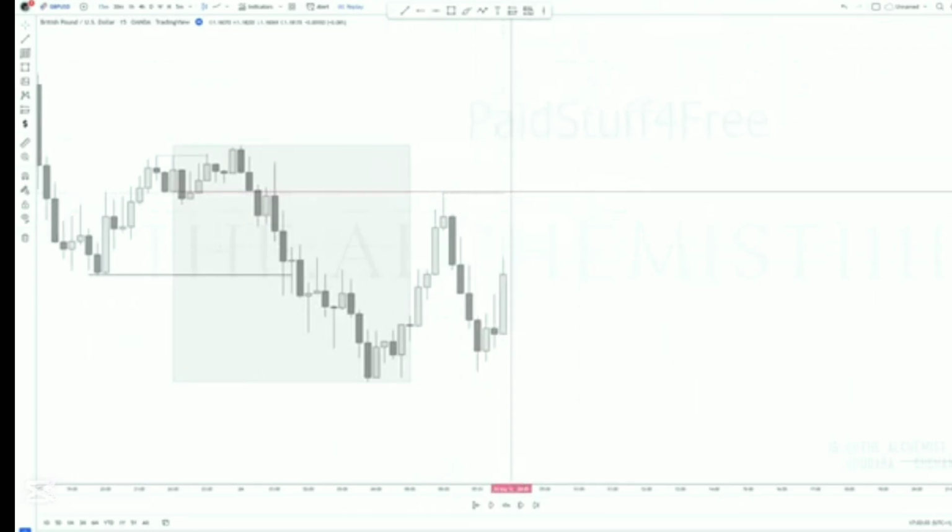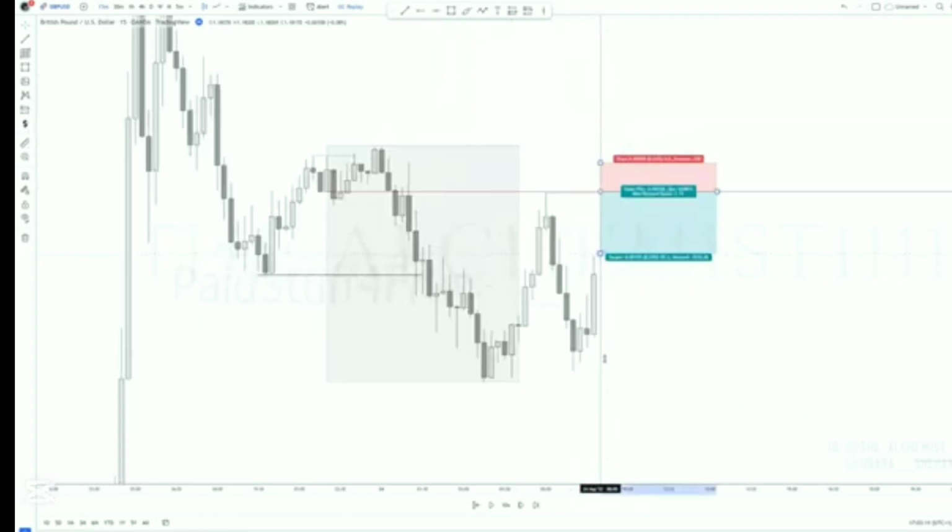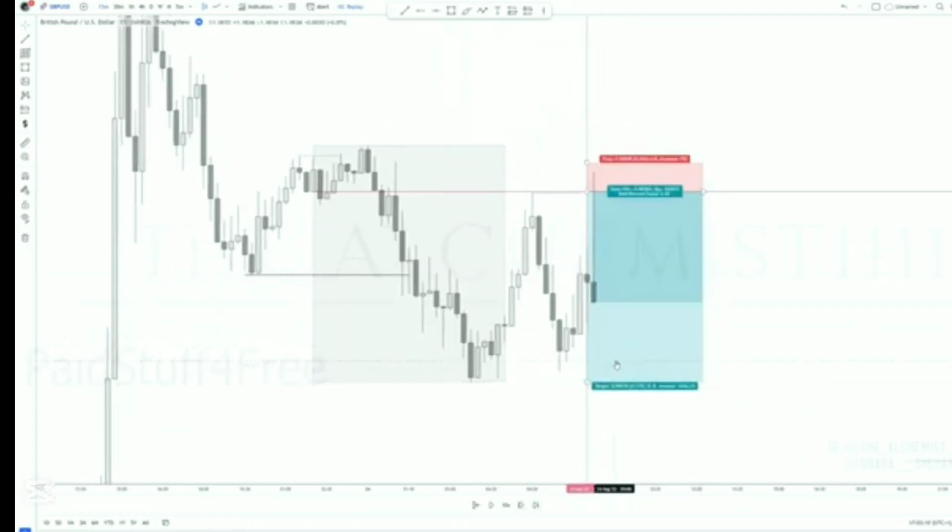Okay, so now what happens? Now once again we can sell it, right here. Stop loss can go above this wick or else above the strong high if you want to. And then we target external range liquidity. Okay, we target external range. So what happens? There it goes.